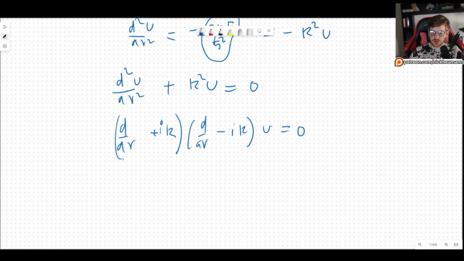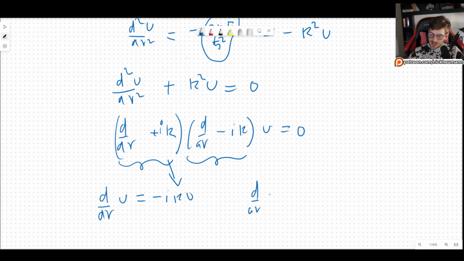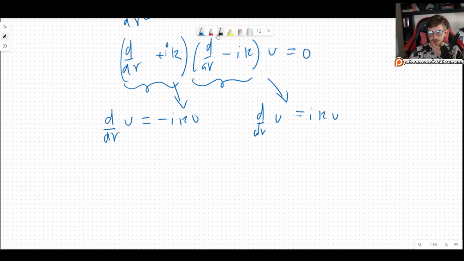And that way, if this product is 0, I need that this acting on u is 0 or that acting on u is 0. So we get two differential equations. d dr u is equal to minus iku, this one. Or we have d dr u is equal to iku, which is coming from that one. Those are the two differential equations that will give us both of our solutions. Each one will give one. Both of them are solved in the same way, so we just do separation of variables. We get du over u is equal to minus ik dr.